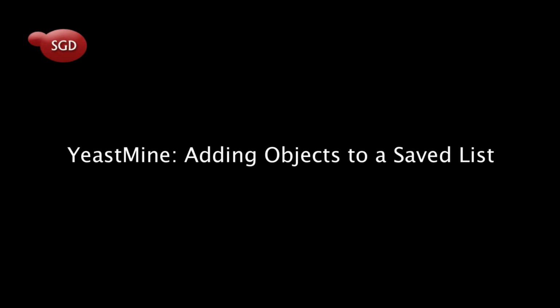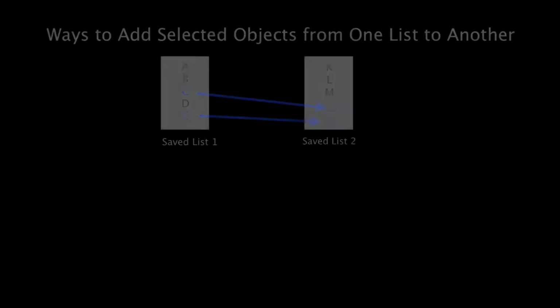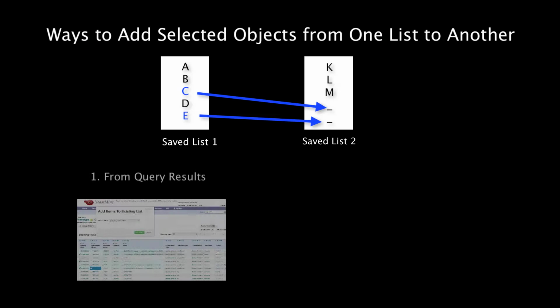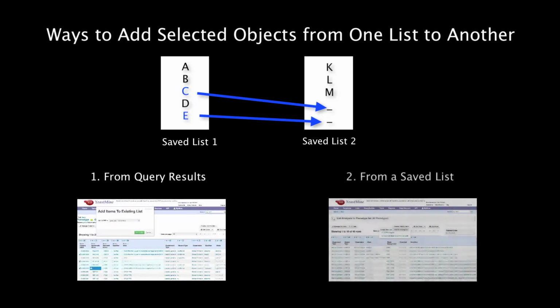This tutorial will describe how to add selected objects such as genes to a saved list. For basic information on creating lists, please view the tutorial Creating and Using Gene Lists. There are two ways to add selected objects from one list to another. You can run a query and add selected results to one of your saved lists, or you can add selected objects from one saved list to another saved list.